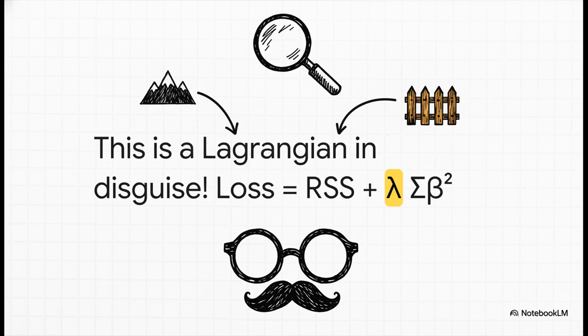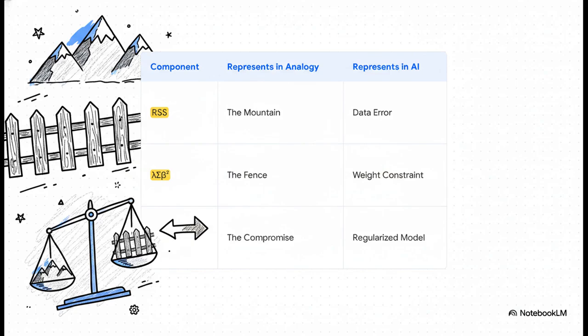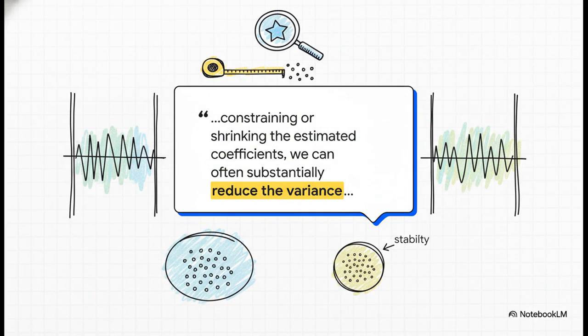The first part, the error, is what we want to minimize. And that second part, that's our constraint, our fence, that's forcing the model's weights to stay small and simple. Let's just map it out one-to-one. The data error, the RSS, that's our mountain. We want to get to the bottom of it. The weight penalty, that lambda term, that's our fence, keeping the weights from exploding and getting too complex. And the total loss function, that's the search for the compromise, the best possible model that balances low error with small, simple weights.